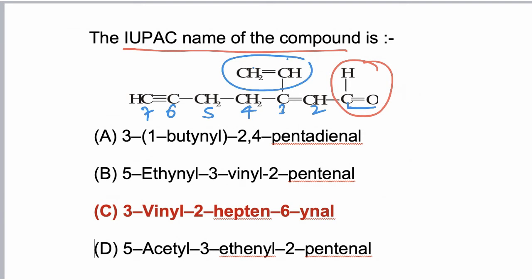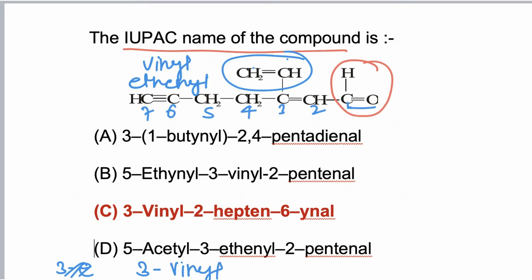At third position, vinyl or ethynyl group is present. This group is known as both vinyl. We can write both names, vinyl or ethynyl, whatever given in option. So here at third position, ethynyl is given. So 3-ethynyl or 3-vinyl, total 7 carbon atoms are present. So hept.